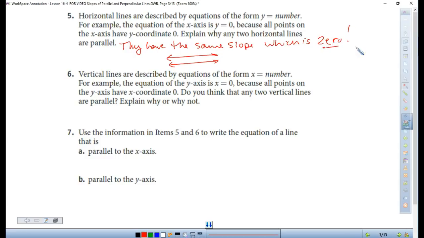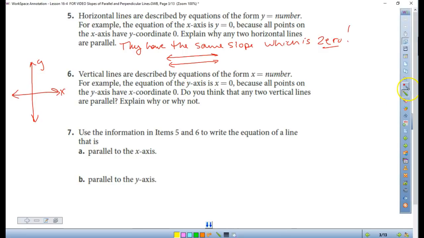Vertical lines are described by equations in the form x equals a number. For example, the equation of the y-axis is x equals 0. So here's the x-axis, here's the y-axis. The y-axis has the equation x equals 0 because all points on the y-axis have an x-coordinate of 0. This point might be (0, 5), (0, 4), (0, 3), (0, 2), (0, 1), (0, 0), (0, negative 1). All of those points on the y-axis, the x value is 0.